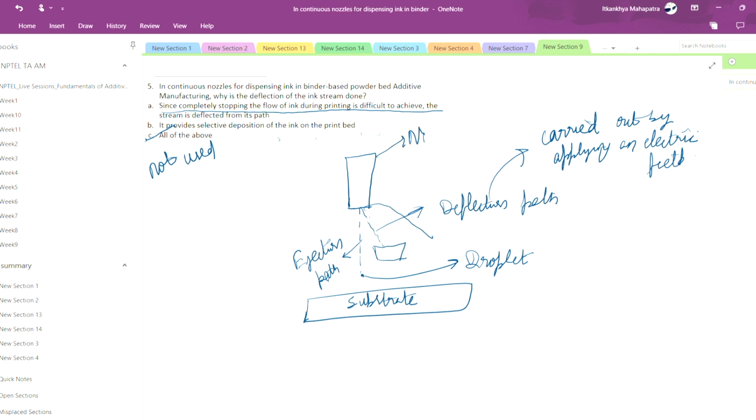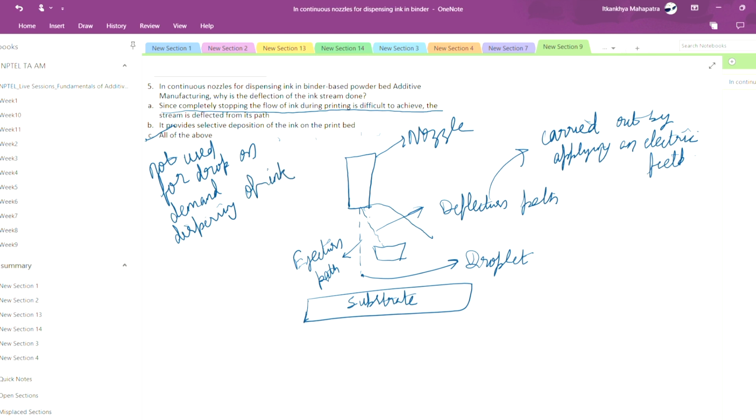This is the nozzle. It is not used for drop on demand dispensing of ink.